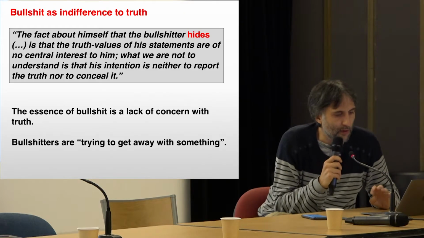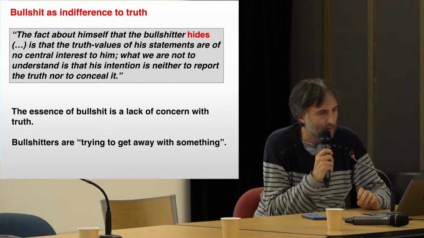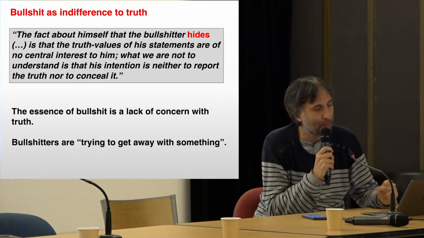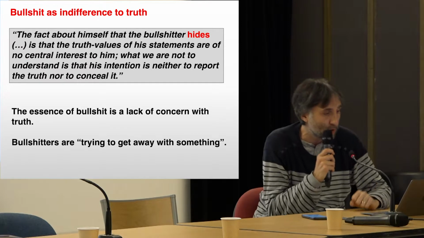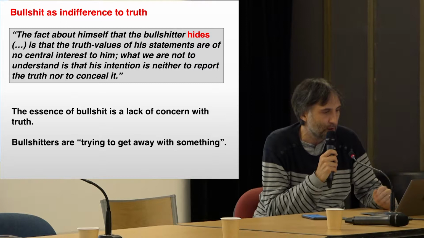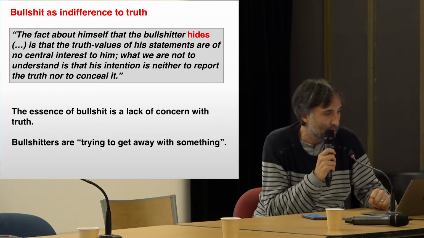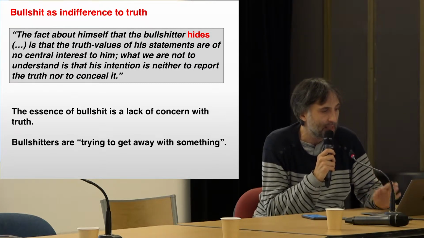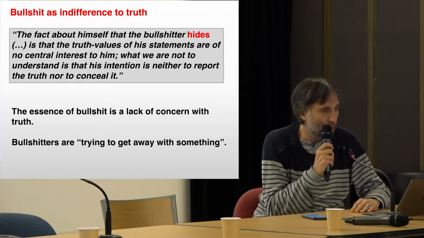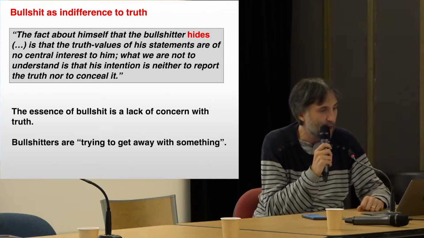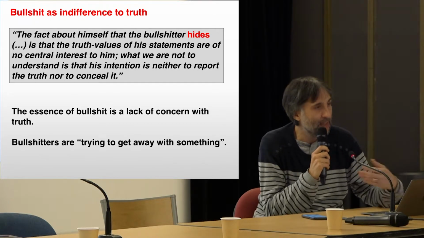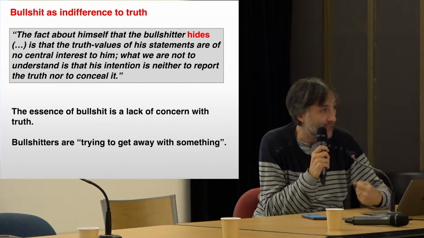Here are three quotes from this essay. The first one is, well, the general definition of bullshit is that it's a type of indifference towards truth. The fact about himself that the bullshitter hides is that the truth values of his statements are of no central interest to him. What we are not to understand is that his intention, the bullshitter's intention, is neither to report the truth nor to conceal it. So he's hiding something, but it's not exactly clear what he's hiding. He's hiding the fact that he doesn't care about what he's saying.